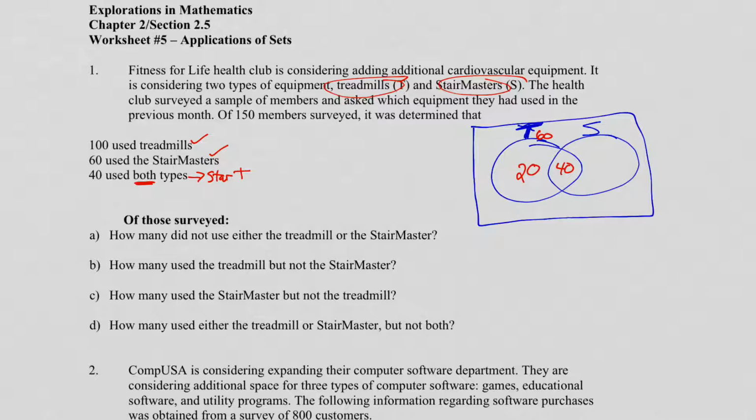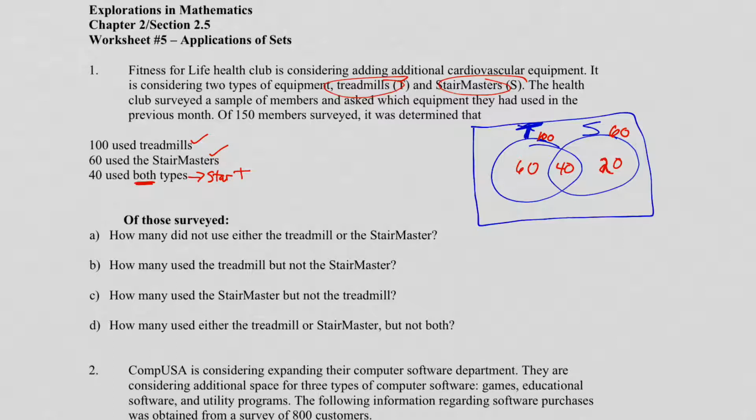Okay, now go to the other one. It says that, oops, I'm in the wrong, sorry about that. 60 is supposed to be over here, and 20 is supposed to be over here. All right, so now treadmills, there's 100 treadmills. That's the whole entire circle. Okay, so if you already have 40 listed in the circle, that means you have 60 to make that 100.